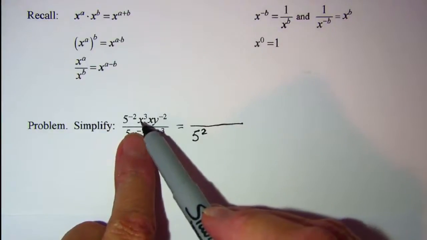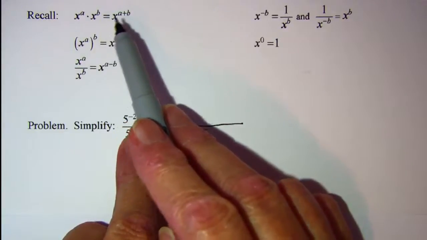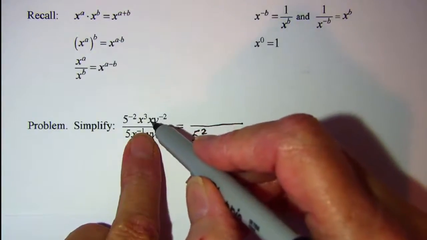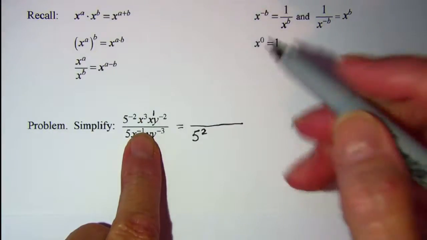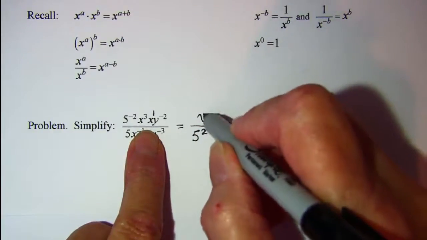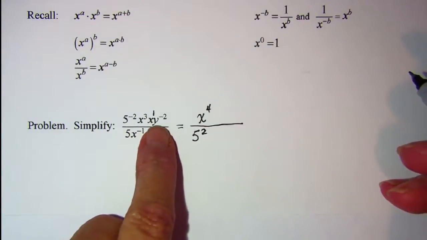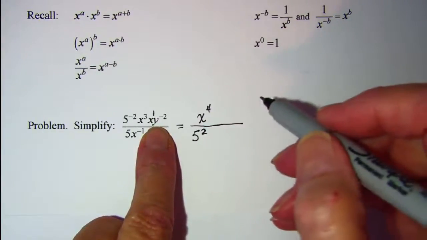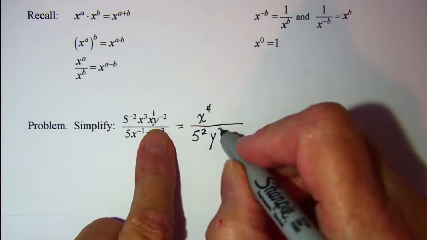Notice that they have the same base, so I can use this first rule that says if you multiply, you can add your exponents. This is x to the third power multiplied by x to the first power. So that's one exponent there. So that rule tells us that that's the same as x to the fourth power. And then this last factor in the numerator is y to the negative 2. I'm going to move that factor down to the denominator and write it as y to the positive 2.